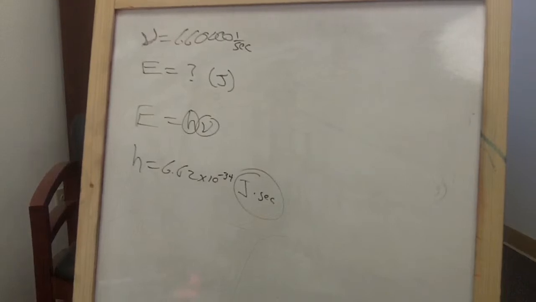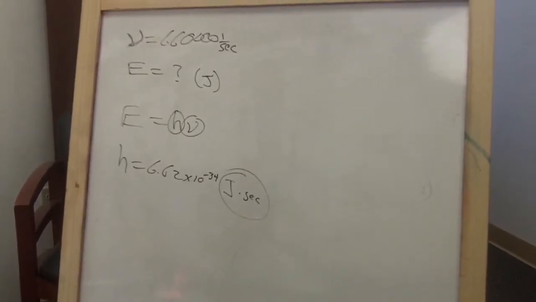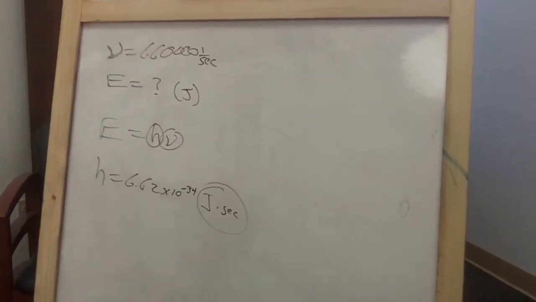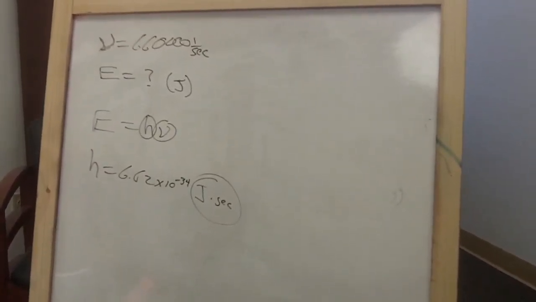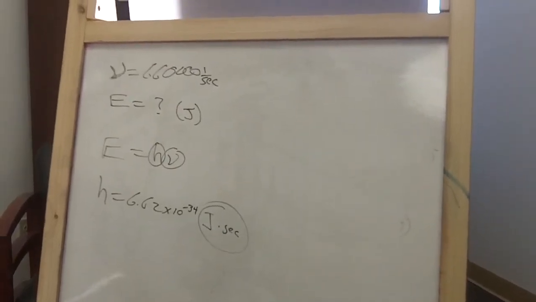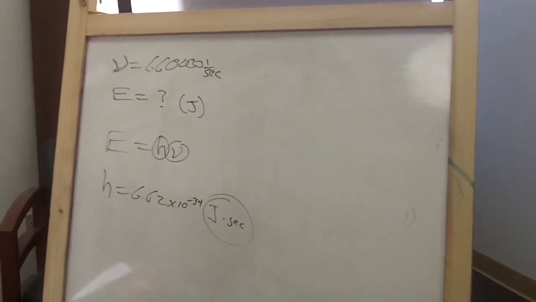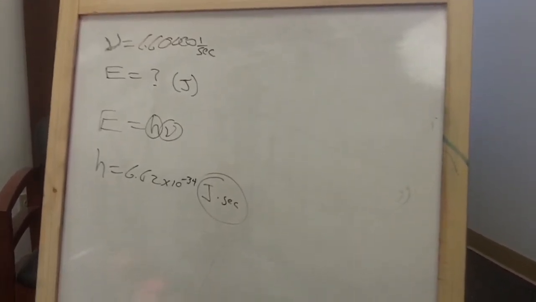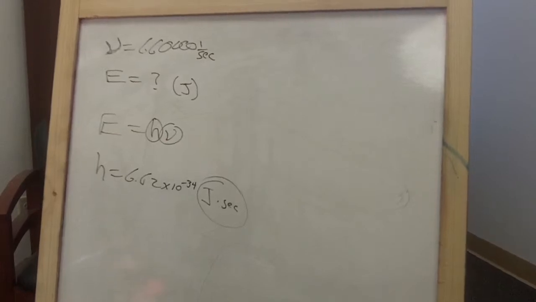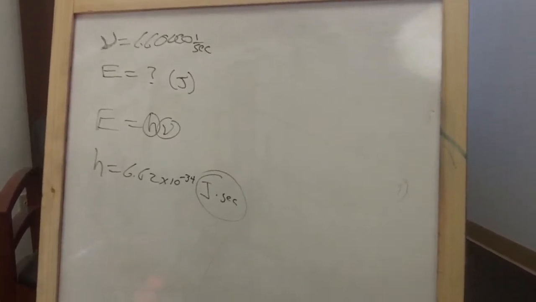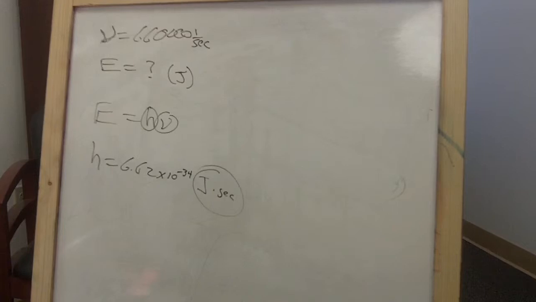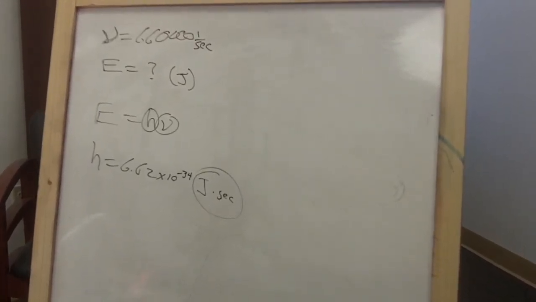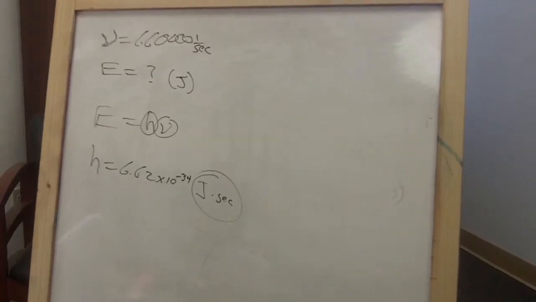Did you get the 6.62 times 660,000? 660,000, yep, times 10 to the minus 34. Right. And what did you get? I just didn't do the 10 to the minus 34. I did the two numbers and I just said times 10 to the negative 34. I didn't actually do 10 to the negative 34. Okay, well, you can do it that way.